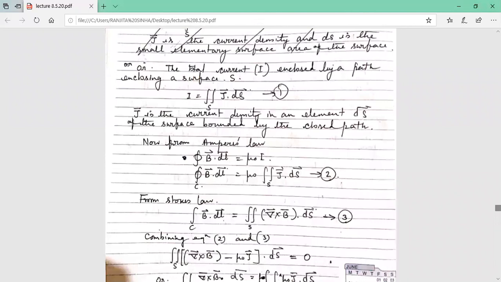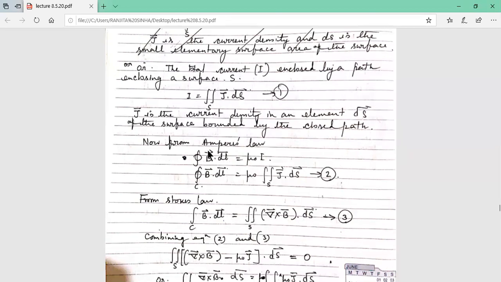B dot dl, integration of B dot dl equal to mu0 I. This is the integral form of Maxwell equation, and here we are now proving the differential form of Maxwell equation. If we are considering the total current enclosed by a path enclosing a wall as surface S, then we can write I equal to J dot ds.